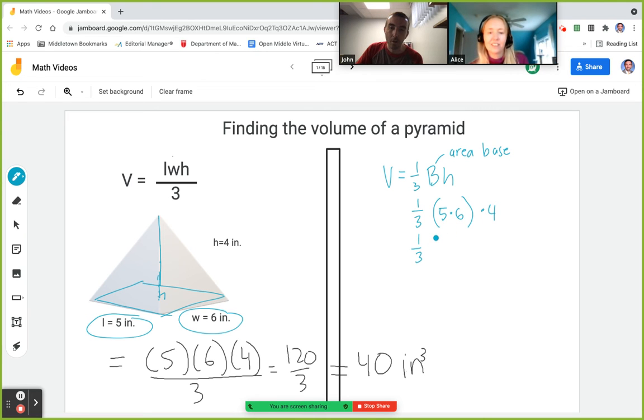And due to the associative property, we can group these however we want. So if I did the base area as 30, my math will work out to be 1/3 of 30, which is 10, and then 10 times 4, which is 40. This is just another equivalent way to do the same thing.